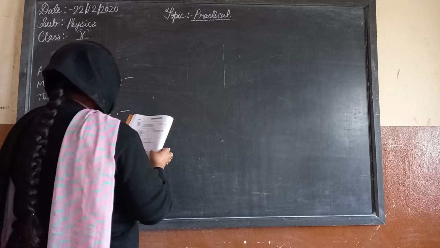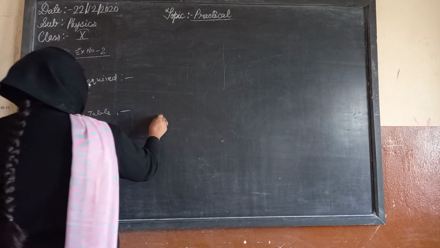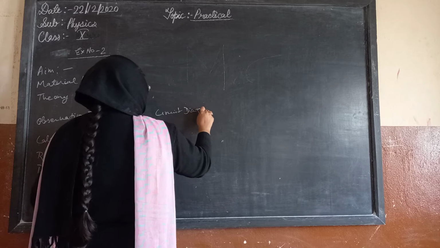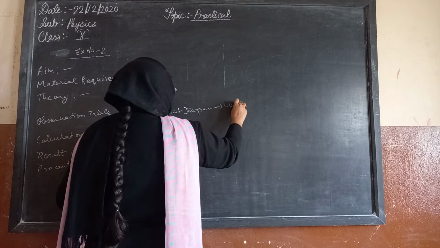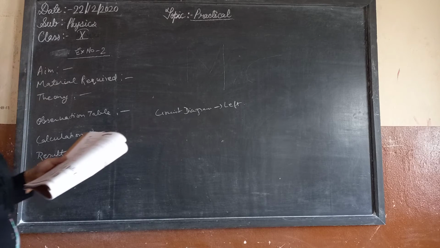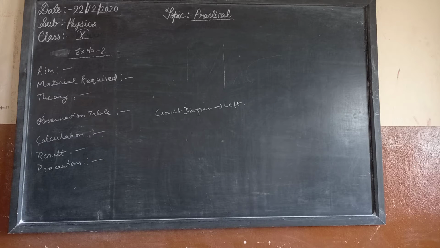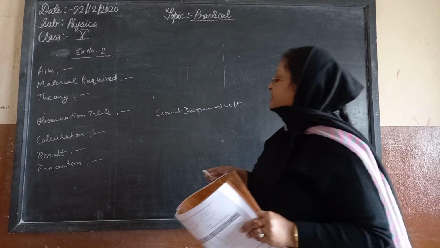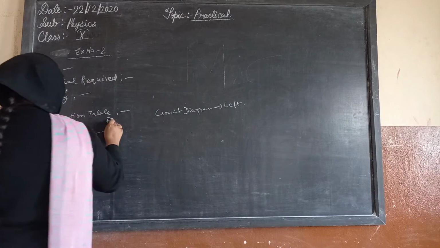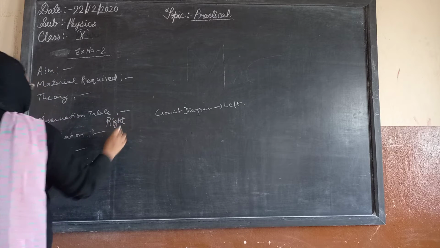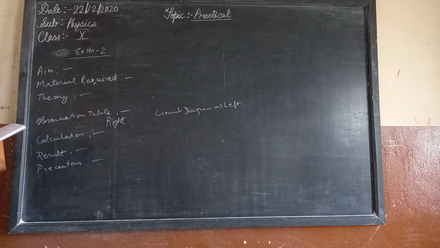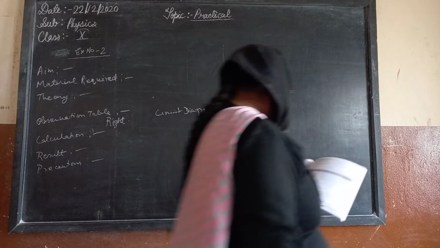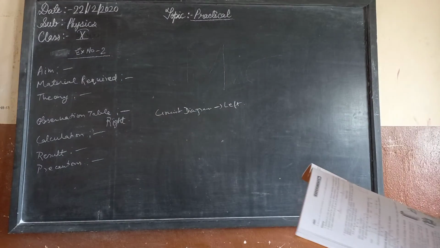In this experiment, you have to draw a circuit diagram, which should be on the left hand side, along with the connections related to the circuit diagram, drawn on the left hand side of the paper. The observation table will be on the right. You have to write the observations on the right hand side. Then we have the series combination. Here the series combination has been given to you.